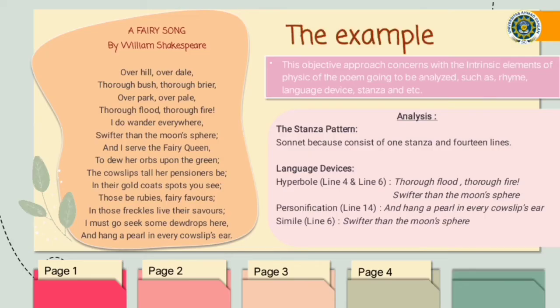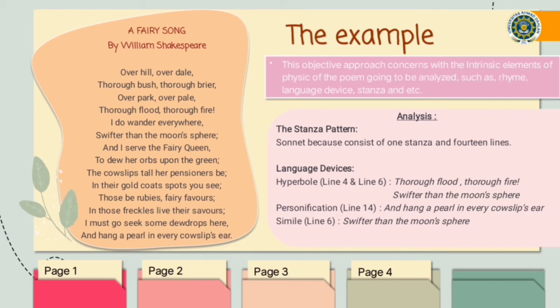So yeps, this is the example of the poem we're gonna discuss. The title is A Fairy Song by William Shakespeare. Okay, to begin the critique, we should try to present the basic information which concern with the intrinsic element of the poem gonna be analyzed, such as stanza, rhyme, and language device. Okay, let's discuss it one by one.